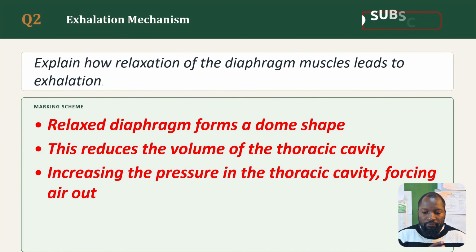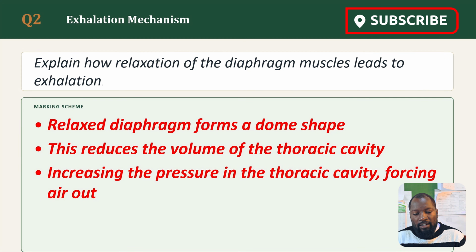We all know that volume and pressure are inversely proportional. So when one increases, the other decreases, and vice versa. For a fixed amount of gas, if we reduce the volume, the pressure will increase. Because the diaphragm has gained the dome shape, it reduces the volume of the thoracic cavity, and this increases the pressure in the thoracic cavity. That pressure, when it increases, will push the air out.